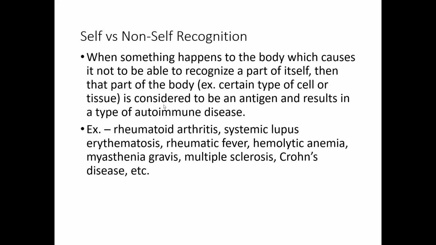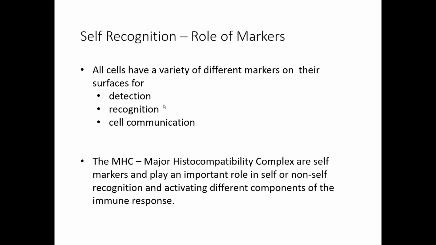And then that can lead your body to eliciting an immune response. And that is known as an autoimmune disease. Examples of that are going to be rheumatoid arthritis, lupus, multiple sclerosis, Crohn's disease. And again, this is when something has gone wrong and your body is identifying self proteins or tissues as non-self.